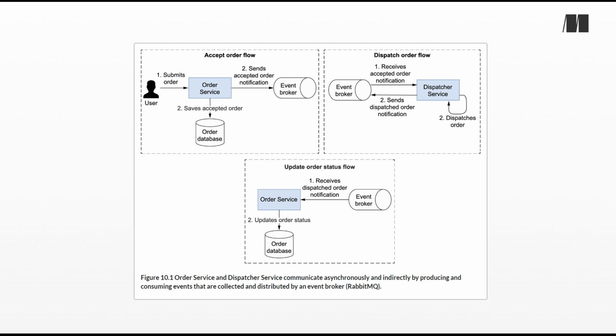You will probably notice that the operations for persisting data into a database and for producing events have the same numbered step. That's because they belong to the same unit of work, a transaction, as I'll explain later in the chapter. Figure 10.1. Order service and dispatcher service communicate asynchronously and indirectly by producing and consuming events that are collected and distributed by an event broker, RabbitMQ.